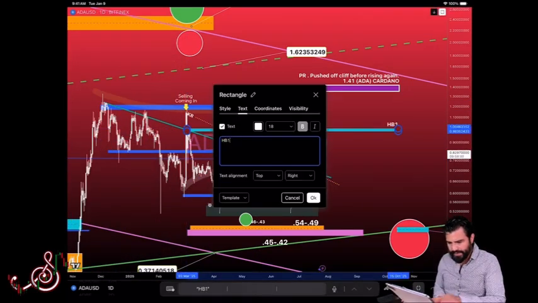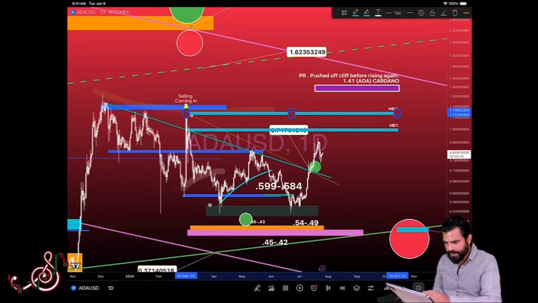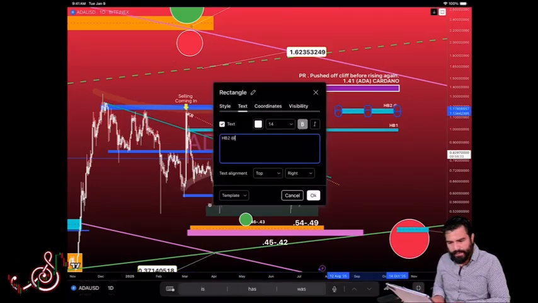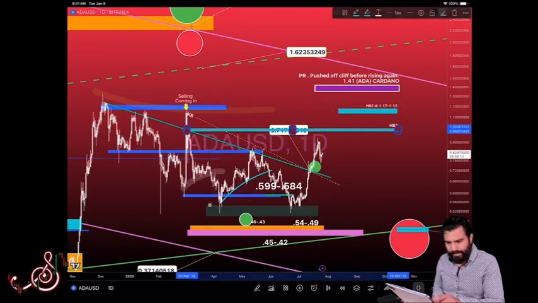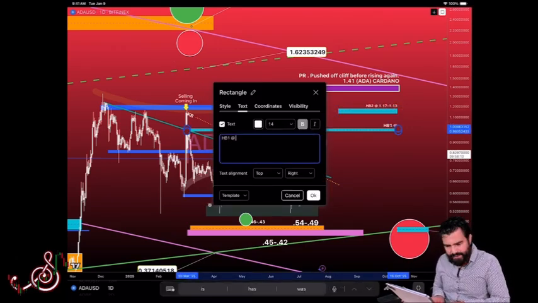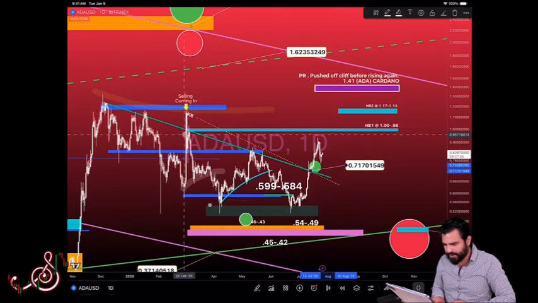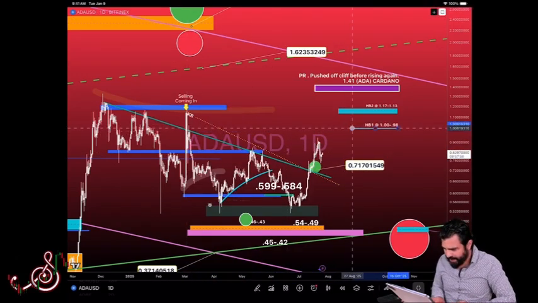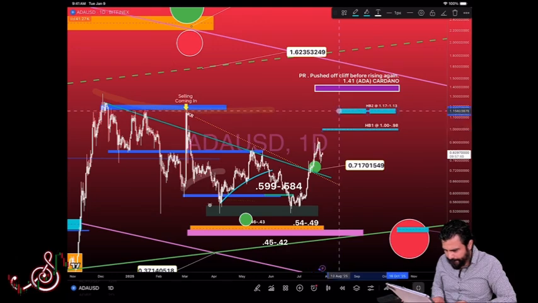HB1, HB2. $1.17 to $1.13. HB1 at $1 to 98 cents. Now we'll straighten these out, or pull them back, make our chart nice and pretty. There we go.